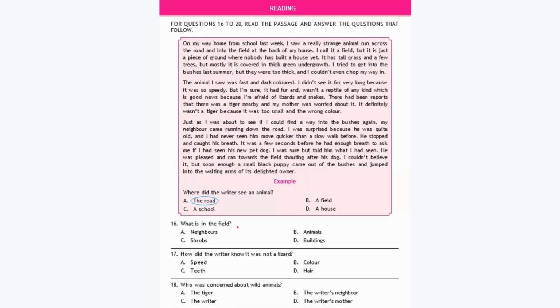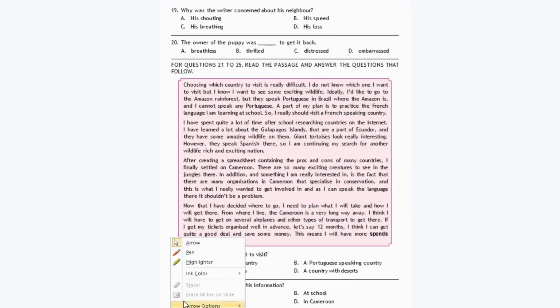So what is in the field? You will find shrubs. So it's option C. How did the writer know it was not a lizard? By its hair. It's clearly given in the passage. You have to read it carefully and answer these questions. Who was concerned about wild animals? It is the writer's mother. Now, why was the writer concerned about his neighbor? It is because of his speed.